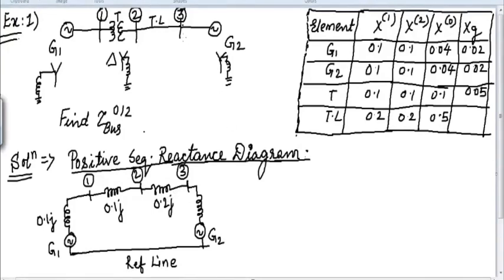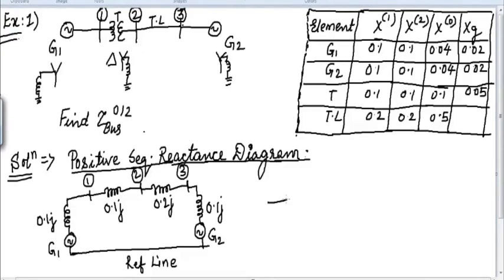Then from 3 to reference there is a generator G2. So we have to go to the G2 row and X1 column. So again it is 0.1 J. So in this way we have completed our positive sequence reactance diagram.